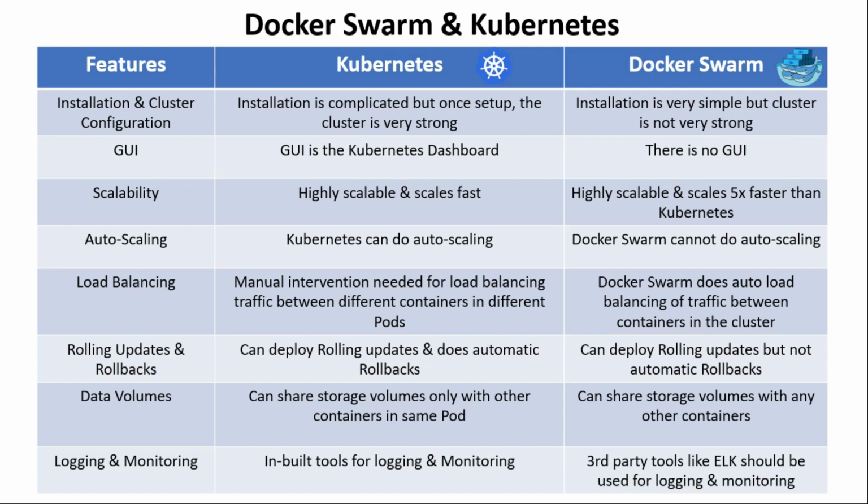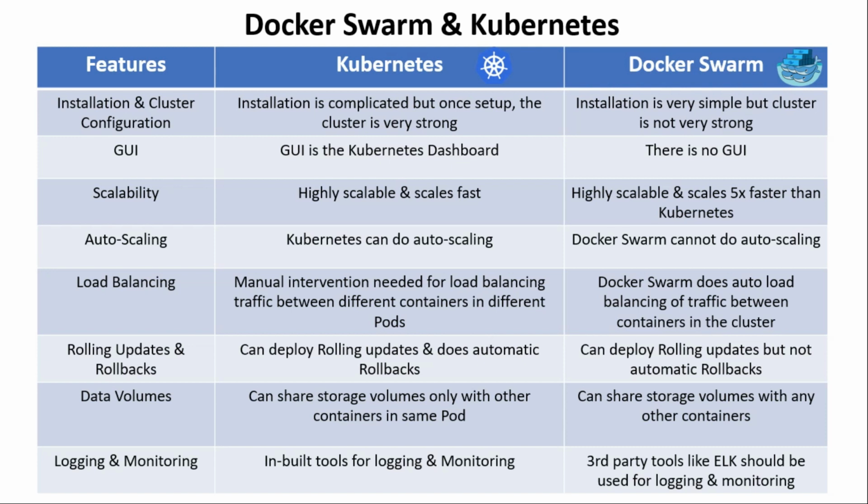Scalability: in Kubernetes, it is highly scalable and scales fast. In Docker Swarm, it is highly scalable and scales 5 times faster than Kubernetes. Docker Swarm has a feature that makes it 5 times faster in scalability. Auto scaling: Kubernetes can do auto scaling, but Docker Swarm cannot. You will have to use a third-party tool to do auto scaling.